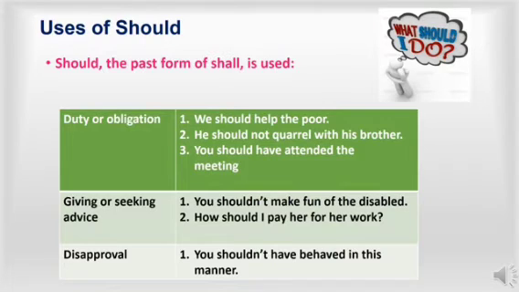If it is giving or seeking advice, how can I use should? You shouldn't make fun of the disabled. How should I pay her for her work? If it is a disapproval, you shouldn't have behaved in this manner. So these are some of the ways in which we can use the modal should.